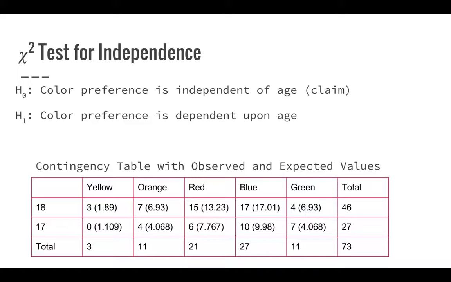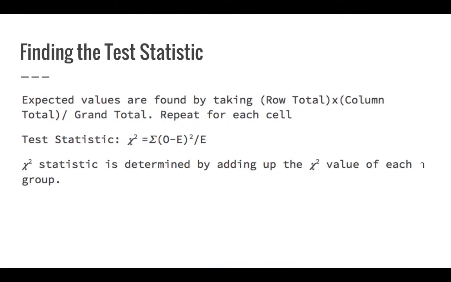To find the test statistic, we arranged our data in a contingency table as shown here. For each cell, we multiplied the corresponding row sum by the column sum and divided by the grand total to get the expected value.